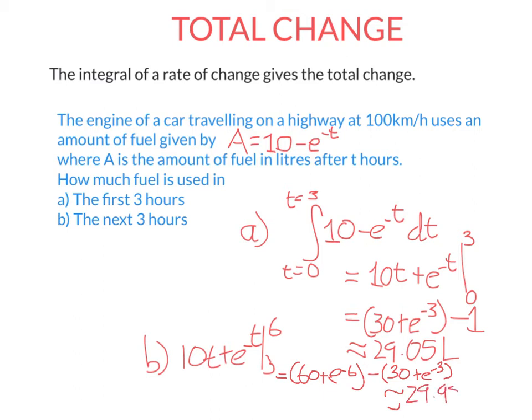So the first 3 hours, it used slightly less petrol than in the next 3 hours. Again, we don't know exactly how many litres were in the tank after 3 hours and after 6 hours. We just know the difference, 29.95 litres.